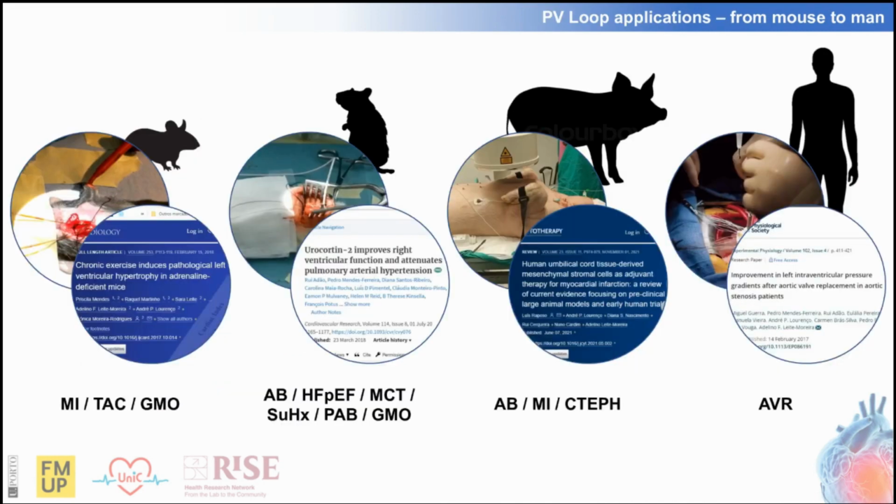Furthermore, another interesting aspect about PV loops is that they are translational and can be applied from mice to men. In our lab, we apply it from small animal models of several different cardiac pathologies, including genetically modified animals, to large animal models of cardiac disease. While not currently performed in our hospital, PV loops can also be done in patients, being of great aid in guiding certain interventions such as pacemaker optimization.